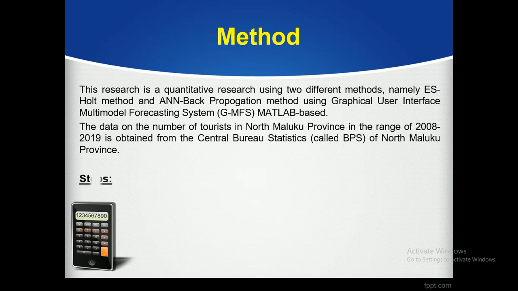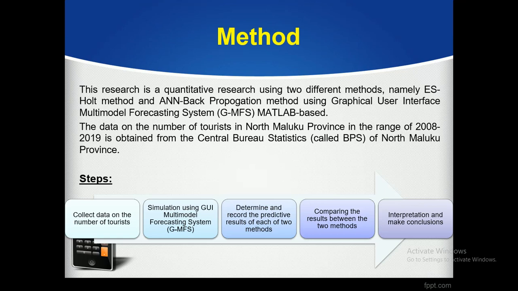And we have some steps in this research. The first, collect data on the number of tourists, and then from the collected data we do simulation using GMFS, and the simulation we do in two parts. First, we simulate with ES-Holt method, and then we do simulation with backpropagation, and then determine and record the predicted result of each of the two methods, and then we compare the result between the two methods, and the last we do interpretation and make conclusion.